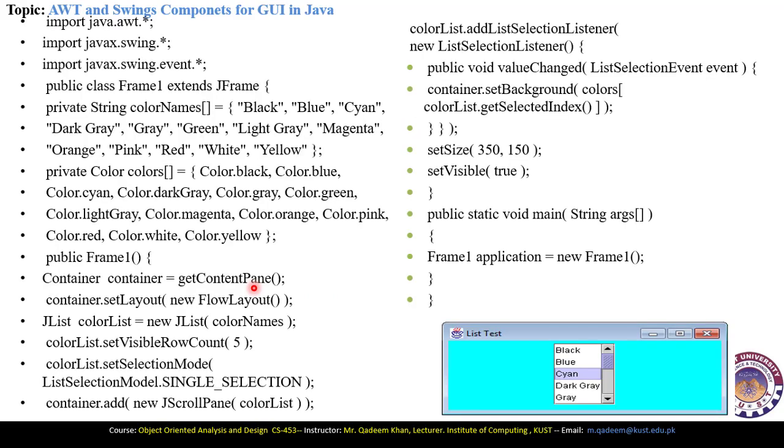This is the code. In this JList, you can select exactly one of the options. You can scroll down or scroll up in this list. When you select an option, then the color will be applied over the window here.